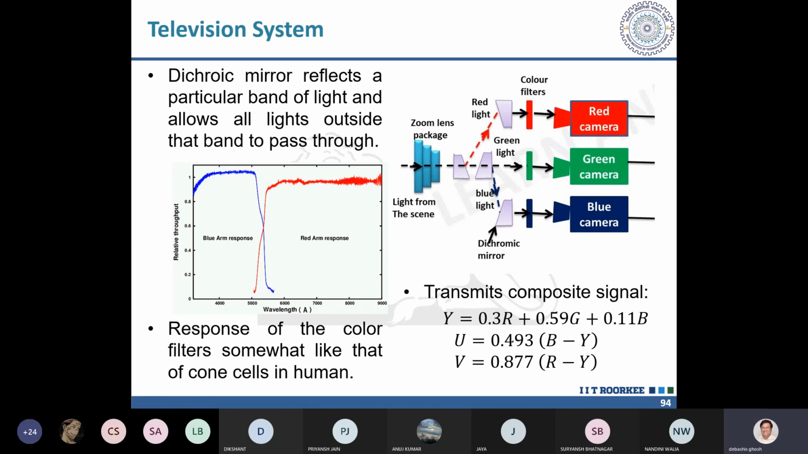But actually we don't transmit the R, G and B signals. What we do is transmit a composite signal, where Y is equal to 0.3 R plus 0.59 G plus 0.11 B. So the 3 signals are multiplied in a certain proportion and then added up. This Y signal corresponds to the brightness, the monochrome or black and white signal. And then I use U and V like this.